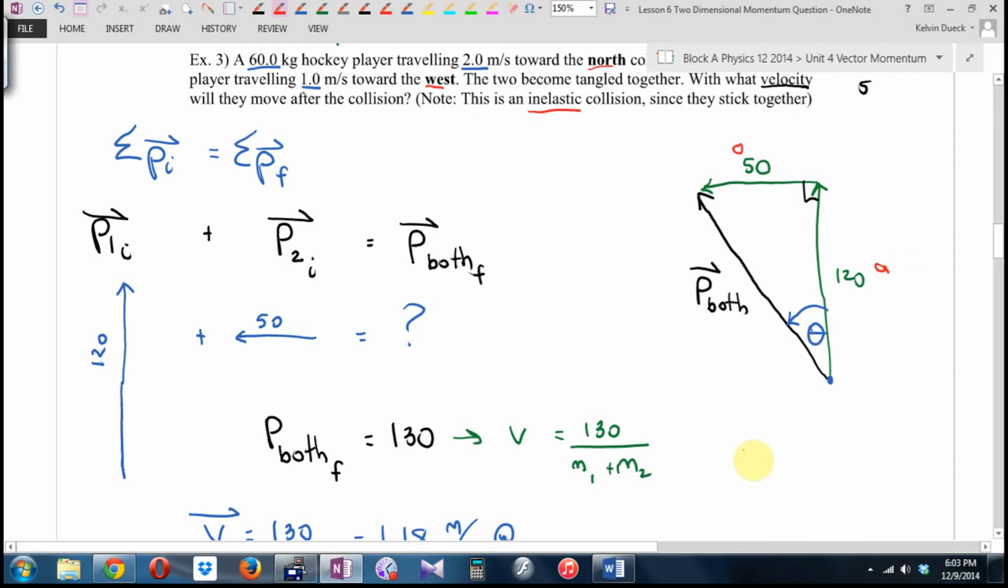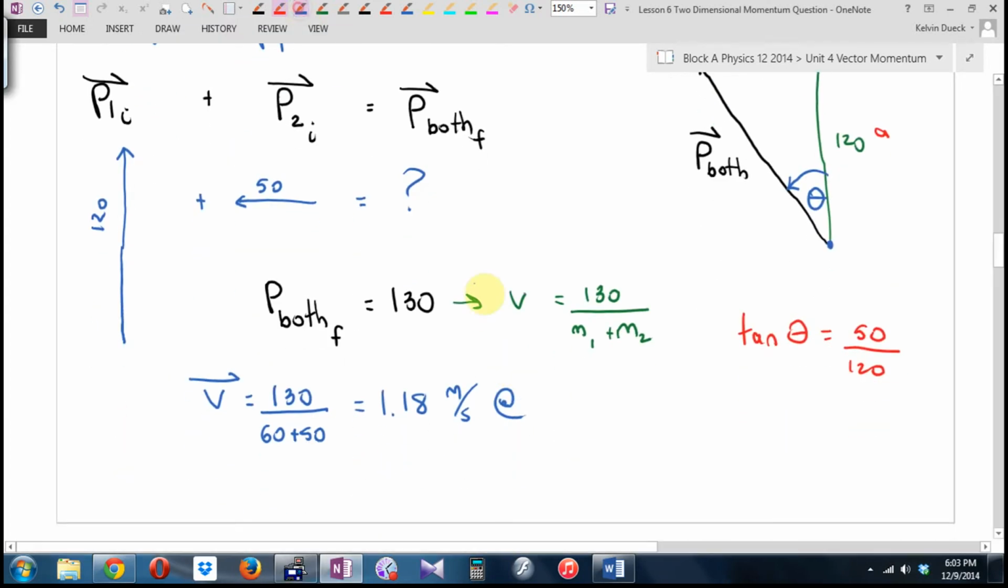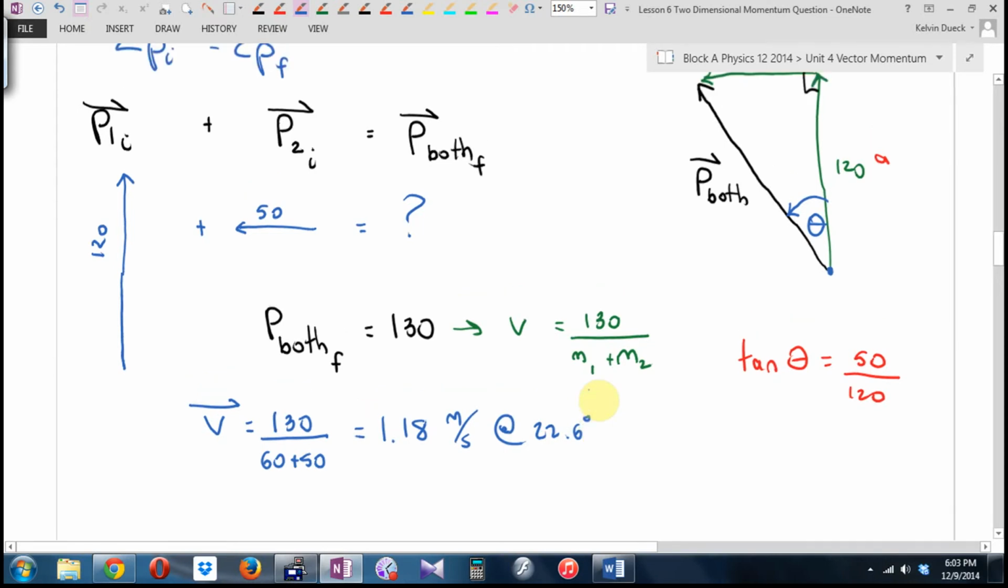Tan theta equals opposite over adjacent. How big is theta? Shift tan, opposite over adjacent. And I get an angle of 22.6 degrees. You could say 23 degrees. I'll go 22.6 degrees. At 22.6 degrees. What of what? North of south, east of west? What of what?